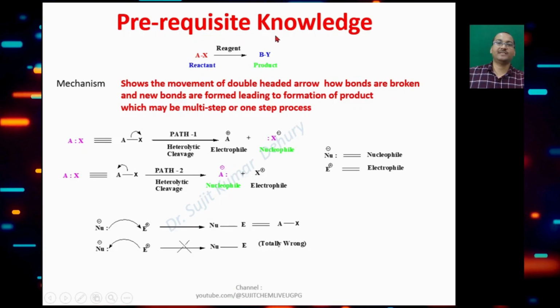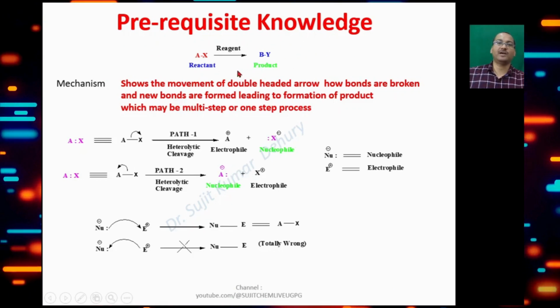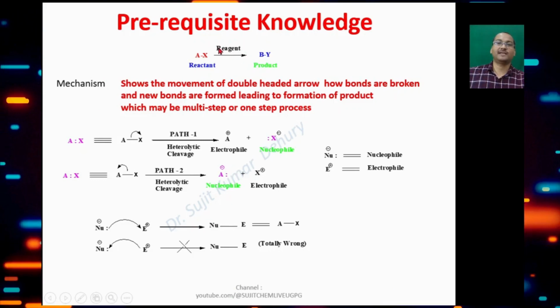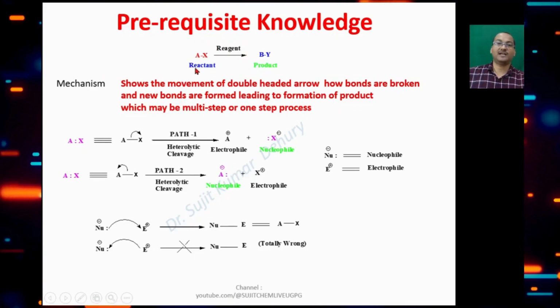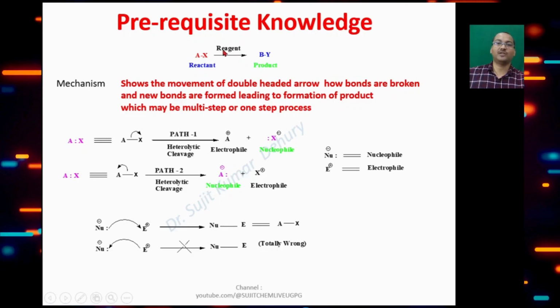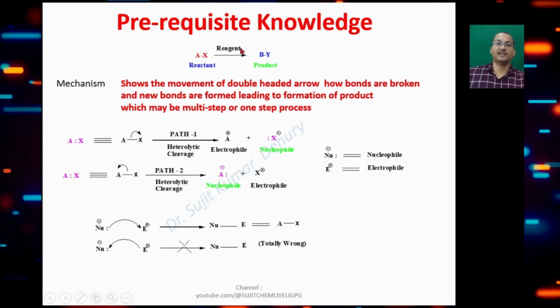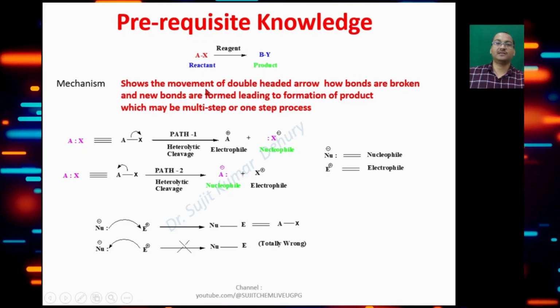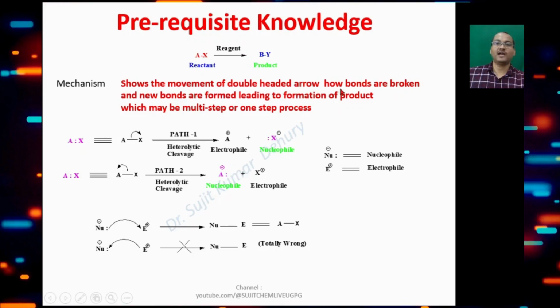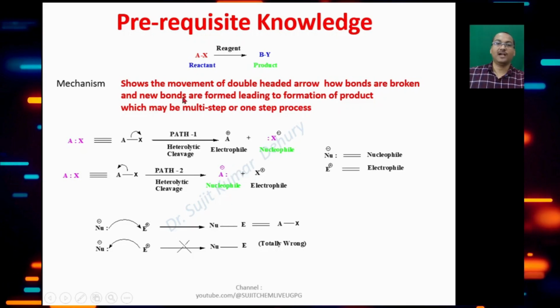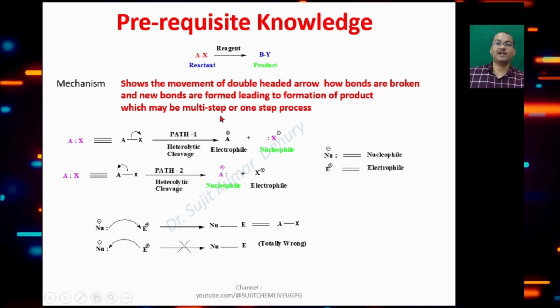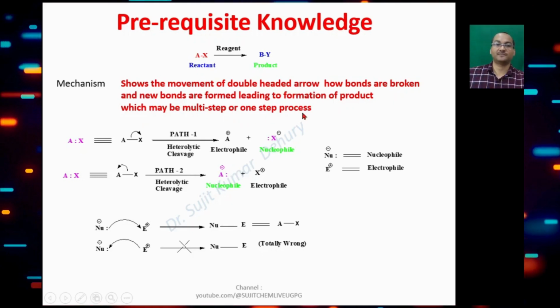So this is the prerequisite knowledge that everyone must have. Usually the reactant is converted to product in the presence of reagent. How that reactant is converted to the product with the help of reagents is known as mechanism. The mechanism shows the movement of double-headed arrows, how bonds are broken and new bonds are formed, leading to formation of product, which may be a multi-step or one-step process.